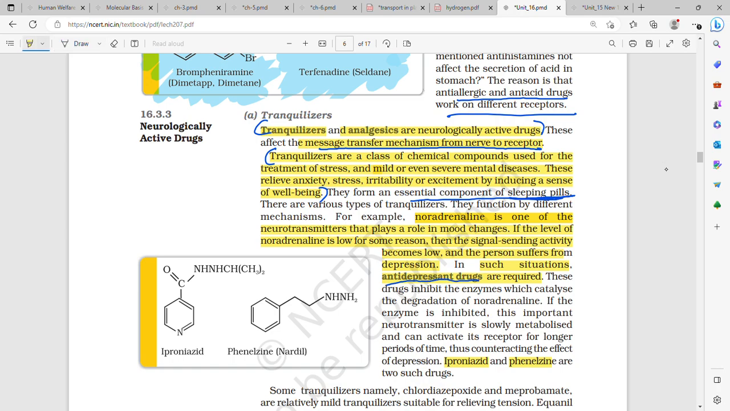These drugs inhibit the enzymes which catalyze the degradation of noradrenaline. What do these drugs do? If the enzyme is inhibited, this important neurotransmitter is slowly metabolized and can activate its receptor for longer periods of time, thus counteracting the effect of depression.